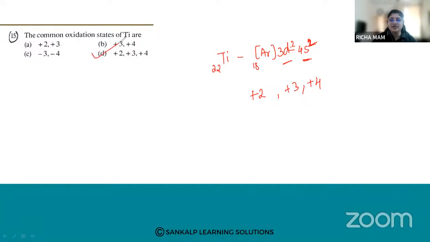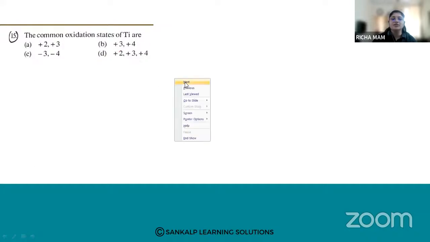Yes, Sita has also answered it as D. Okay, so the minimum is shown by the 4s electrons and the maximum is shown by the sum of both 3d and 4s. So the common oxidation states shown by titanium are +2, +3 and +4. Okay, let us go for the next one.